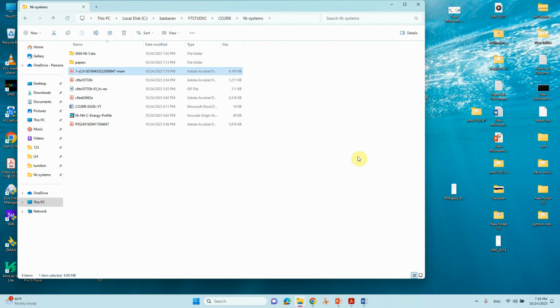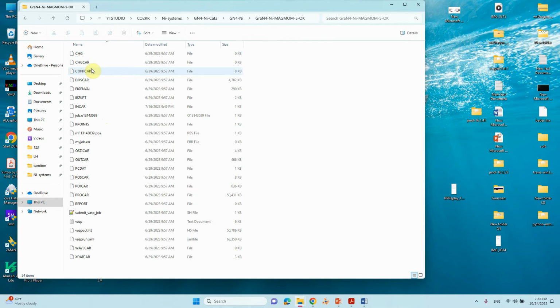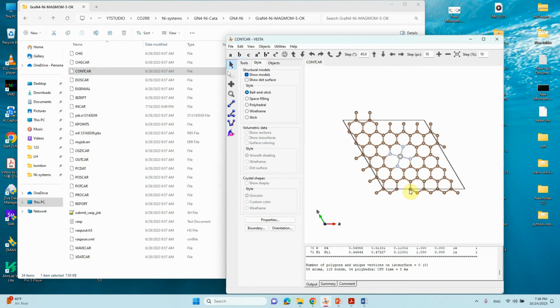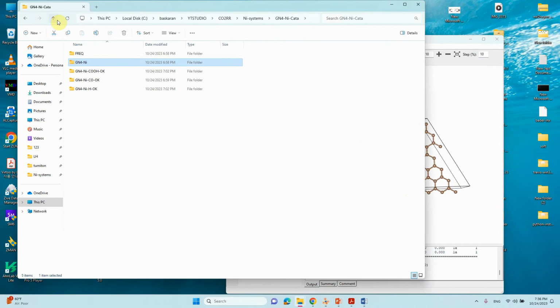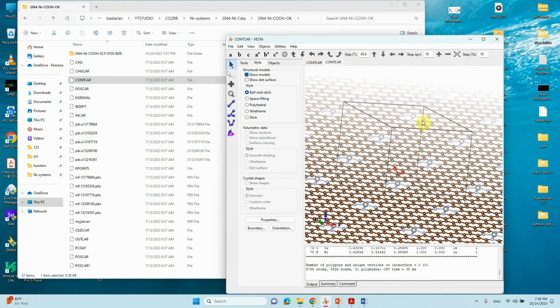Now I will tell you what the important things are that you need to do for CO2 electrochemical reactions. In order to do your CO2 electrochemical reactions you need your catalyst. This is the catalyst. I will show you using this VESTA. You need to optimize your catalyst. Then you need to optimize your COOH intermediate. So this is the COOH intermediate.